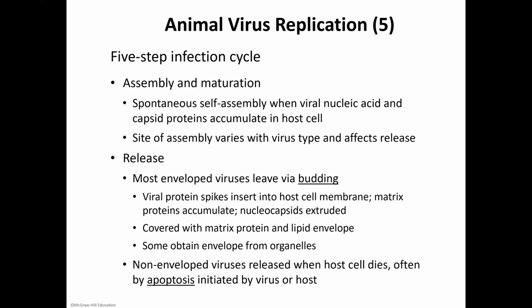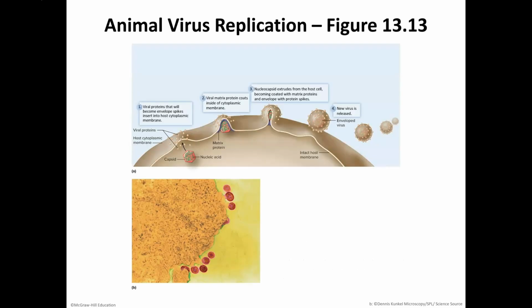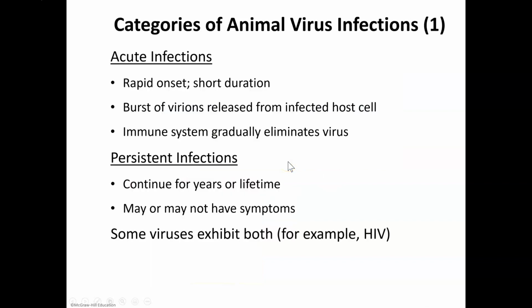If it's an enveloped virus, typically they release via budding, whereas non-enveloped viruses will lysis open the cell. So the cell basically bursts and the cell dies. And so here you can see that budding process where the enveloped virus just gets covered in the plasma membrane and then releases via that budding process. Apoptosis then would be where the cell just bursts and the virus pops out.